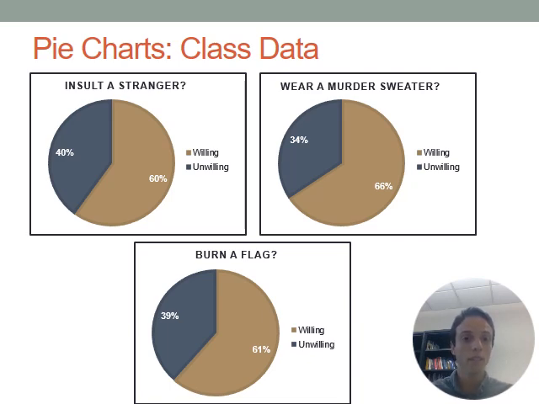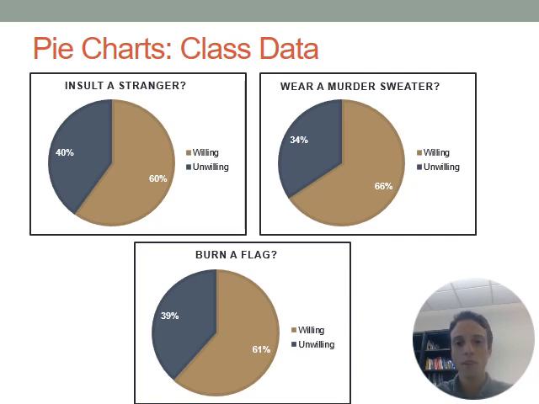And this is what the breakdown looked like for the class. So 40% of the class said that they would not be willing to insult a stranger for any amount of money. And 60% said, give me some amount of money, you typed it in, whatever it was, and I will walk out there on the street and call somebody a name to make that money.